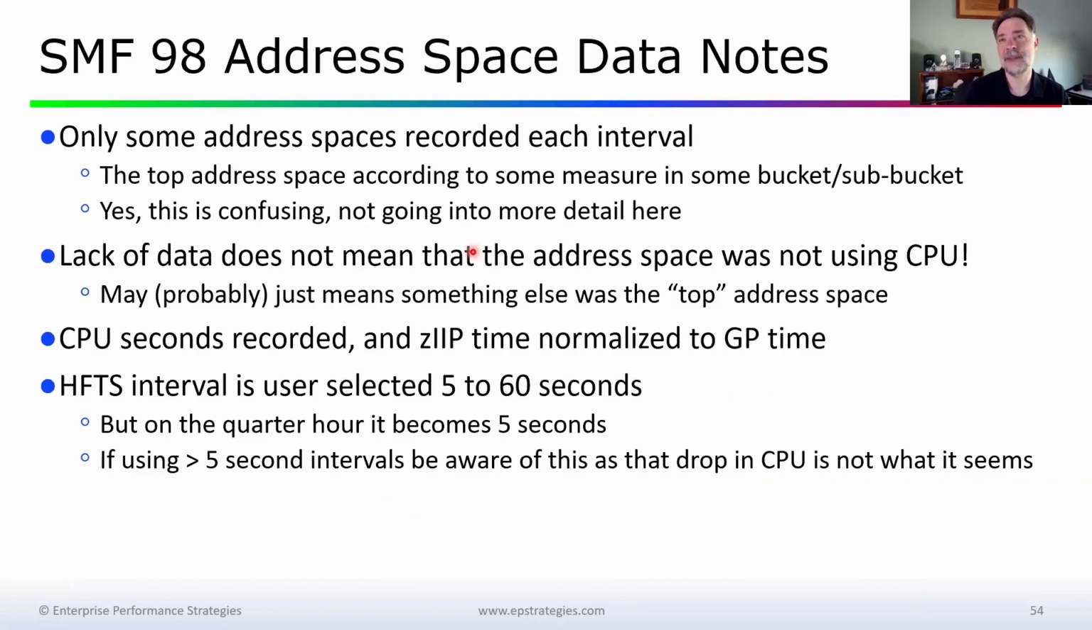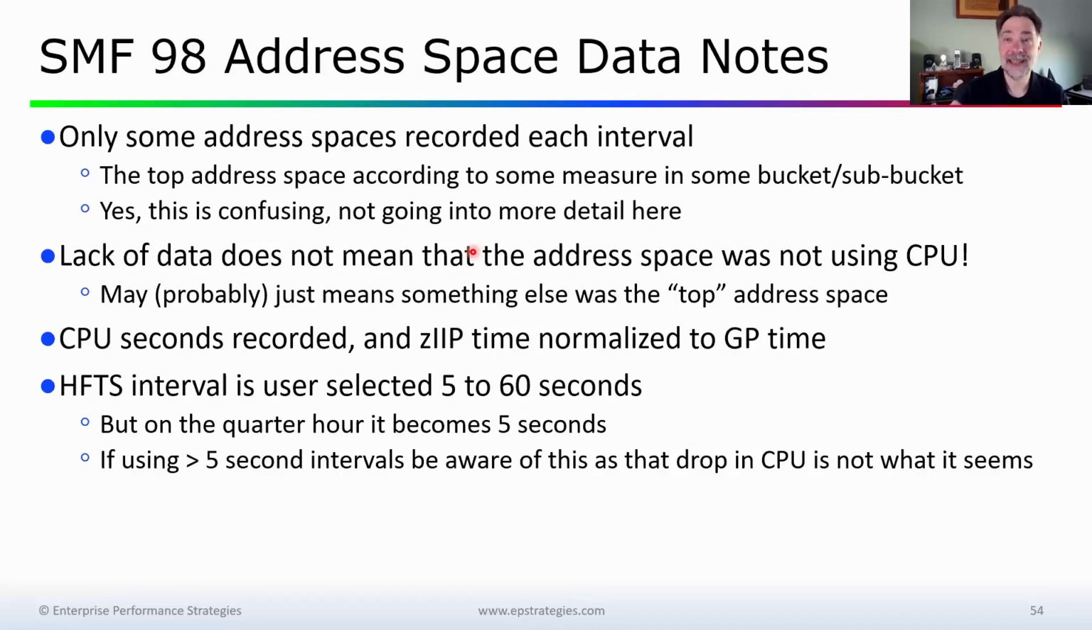Now, the issue with the SMF98 address space data is that only some address spaces are recorded each interval. Basically, it's the top address spaces in some bucket and sub bucket. And it is frankly confusing. I'm not going to go into all the detail here, especially since today I don't remember that exact detail. I can tell you, though, that they're even recording the same address spaces multiple times because of the sub bucket and bucket concept. And they didn't come ask me how to do this, obviously. I would have suggested something a little bit different.